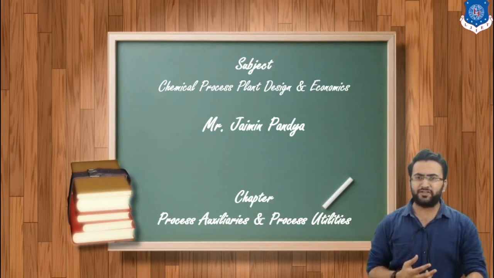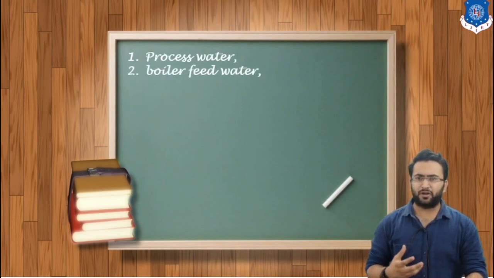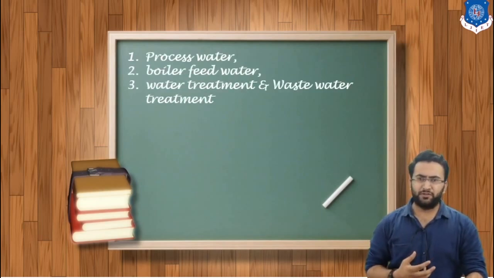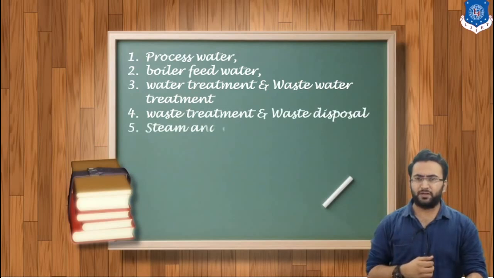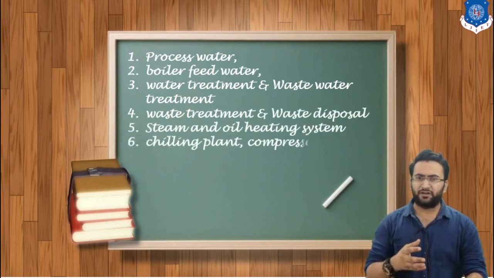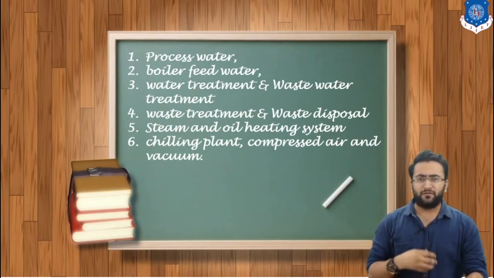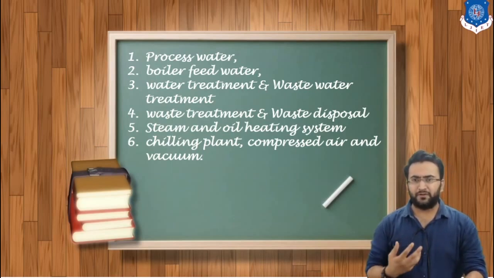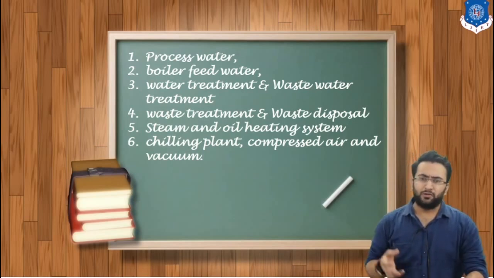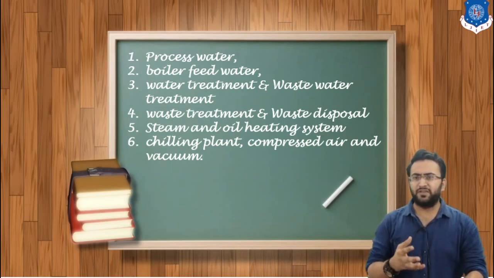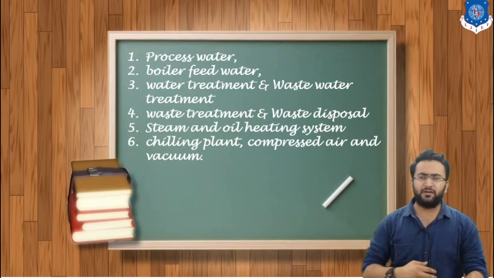So let's continue with the chapter process auxiliary and utility. In this lecture, we'll talk about the various process utilities such as the process water, boiler feed water, water treatment and wastewater treatment. Then we'll talk about the waste treatment and various types of waste disposal method. Then we'll talk about the steam and oil heating system, and then cooling plant or chilling plant, compressed air and vacuum, which are used in chemical industry or refinery.